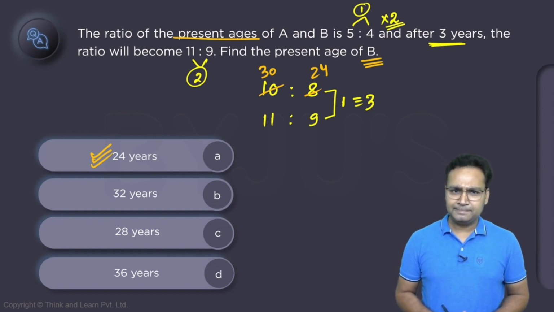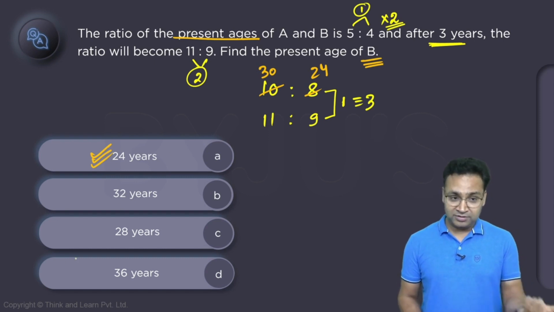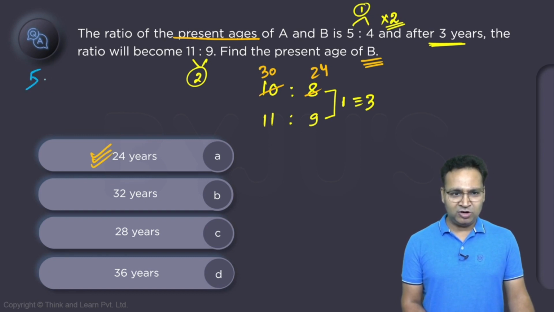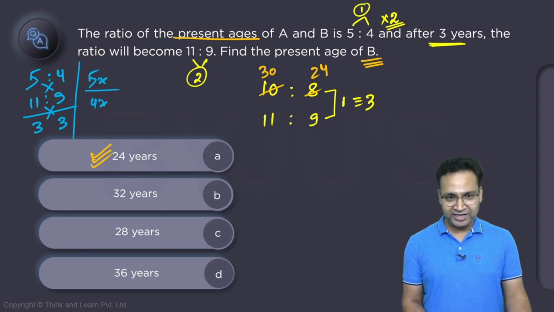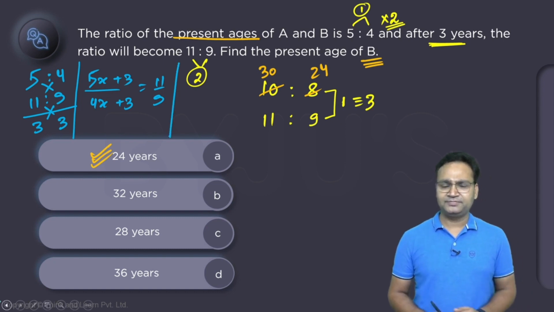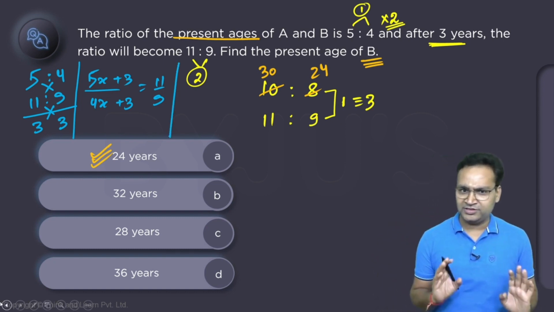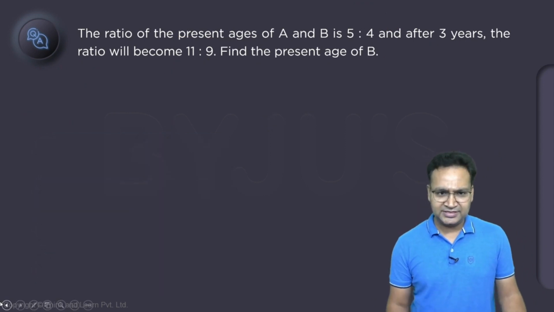Okay? If you want me to do it by other methods, I'm just writing those equations. If you want to do it by double cross, initial ratio 5, 4, final ratio 11, 9, the time difference is 3 years, do double cross. If you want to do it by equations, 5x is the present age, 4x is the present age, plus 3 after 3 years, it is 11 by 9. Solving it. I already have trained you very well how to solve this. Perfect. Next.